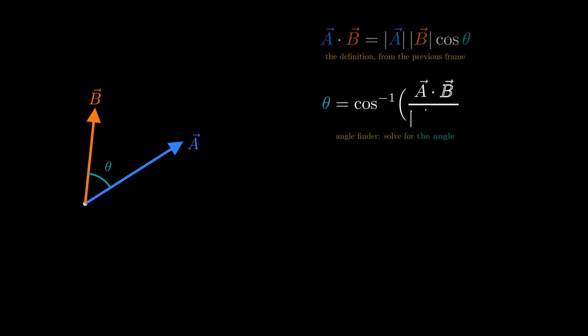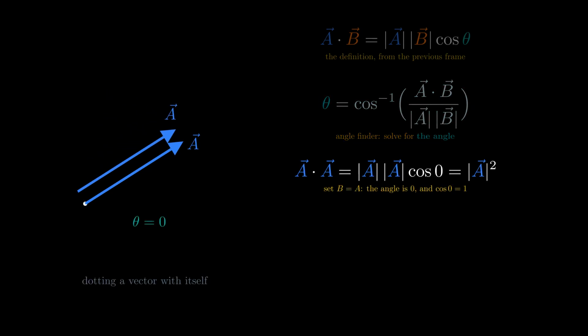The definition runs both ways. Given the scalar product and the two magnitudes, solve for the angle. Theta equals the inverse cosine of A dot B, divided by the magnitude of A times the magnitude of B. The dot product becomes an angle measuring tool.